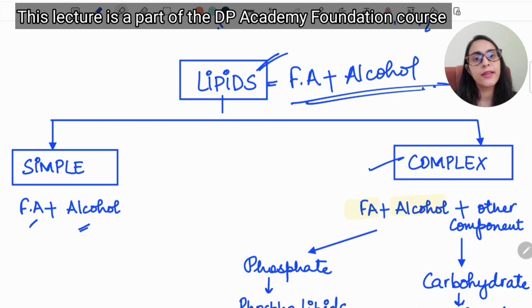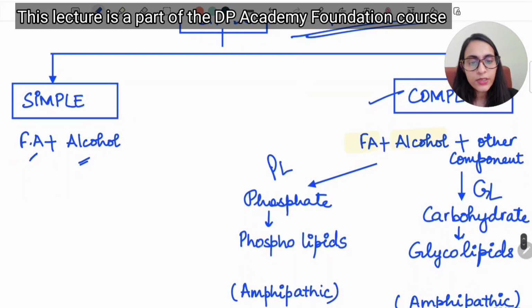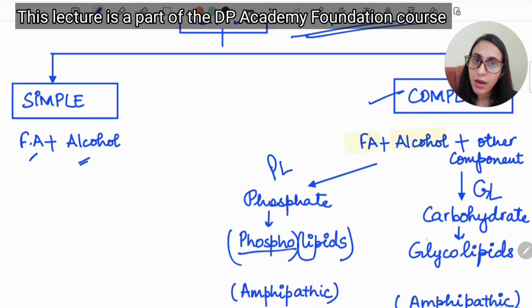Now this component can be either phosphate or carbohydrate. If it is a phosphate, it is known as phospholipid. If it is carbohydrate, it is known as glycolipid. As the name suggests, phospho means a phosphate group and a lipid group, and if it contains carbohydrate, it is one carbohydrate compound and a lipid compound.